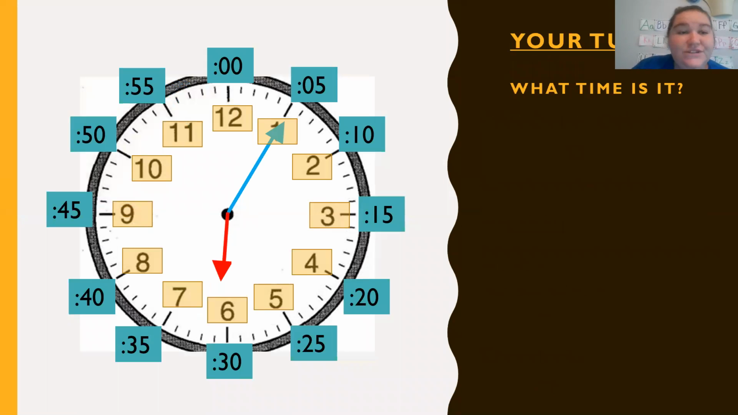All right, now it's your turn. What time is it? Remember, first look at the minute hand, the blue one. I'm going to give you a minute. Figure out the blue one. Where's it pointing to? You can do it. If you need to count the little lines, you totally can.